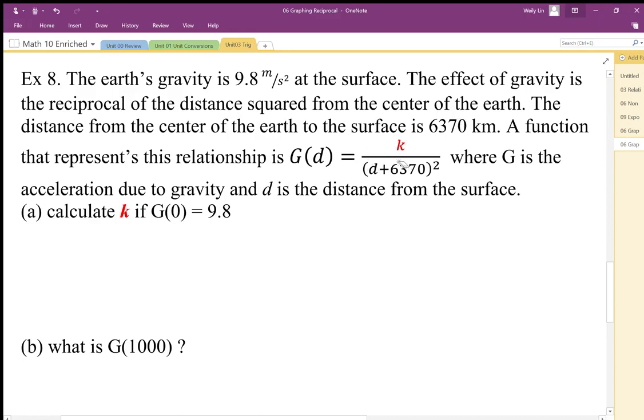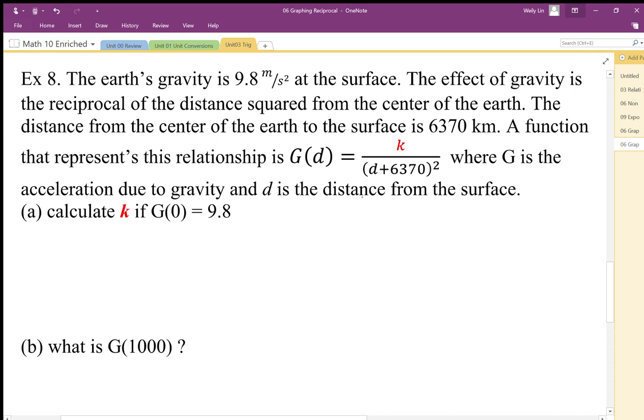The distance plus the distance from the center to the surface, squared, so that's the reciprocal of the distance squared, times some constant k, is equal to the force of gravity. And this represents the force of gravity function, as a function of d, the distance from the surface of the Earth. So the acceleration due to gravity is given by this function.